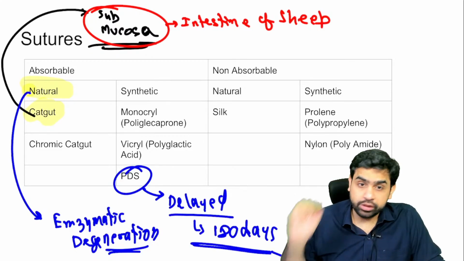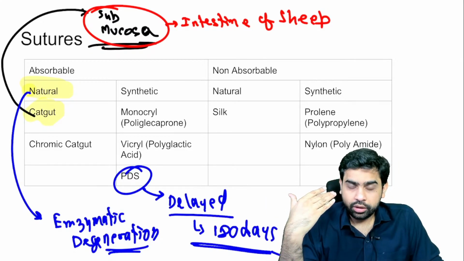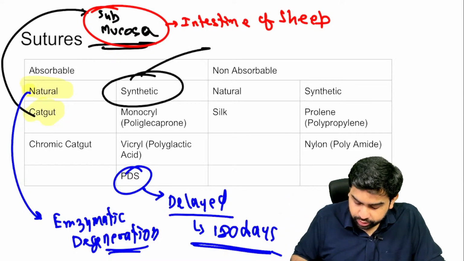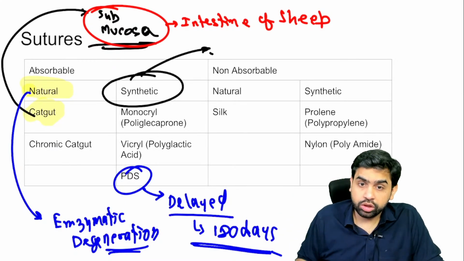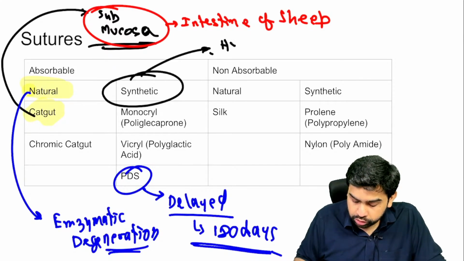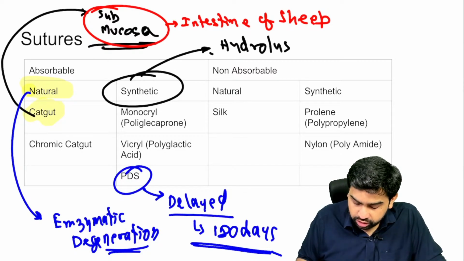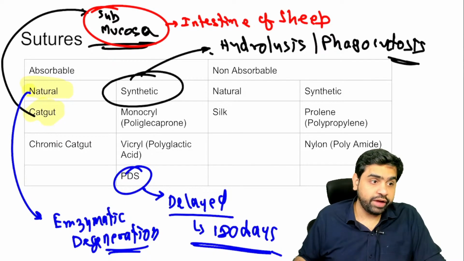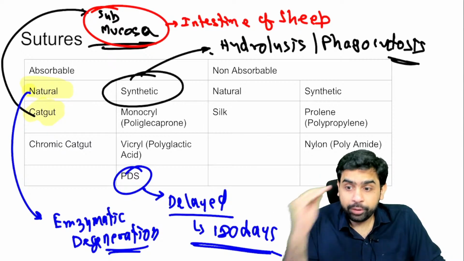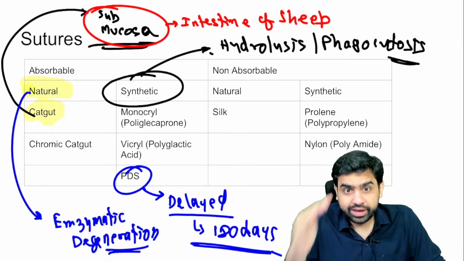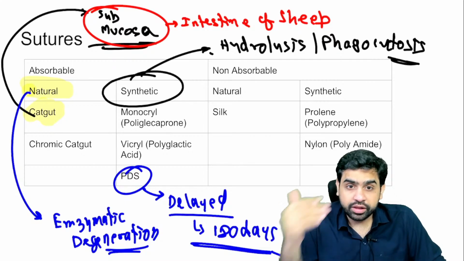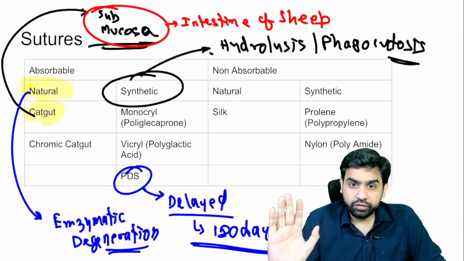This is 180 days. Okay, I hope you have understood. Now, what about the synthetically occurring absorbable sutures? How are they absorbed? So please try to understand the synthetically occurring absorbable sutures. They are basically absorbed by the process of hydrolysis or phagocytosis. Because they are absorbed by hydrolysis and phagocytosis, the tissue reaction is very less as compared to that of naturally occurring absorbable sutures, and that is why we prefer the synthetically occurring absorbable suture. I hope you have understood this particular point, guys.